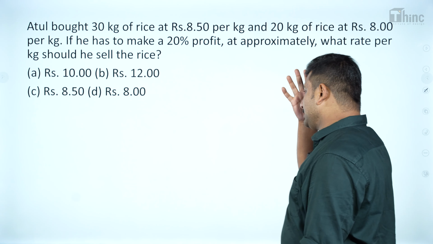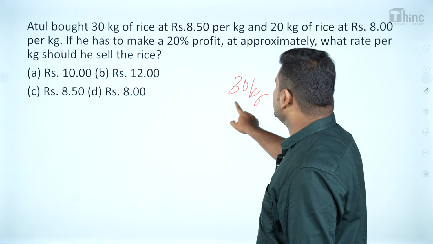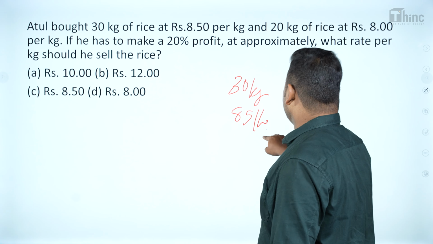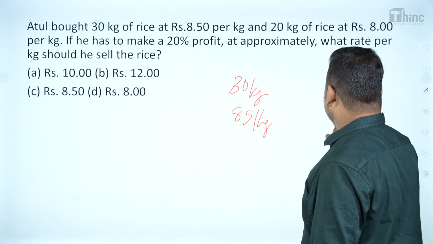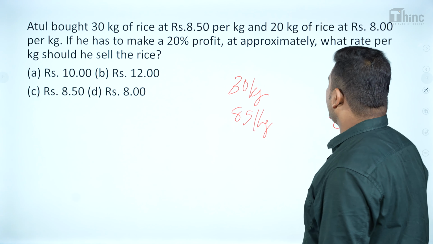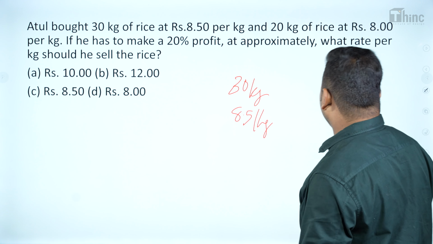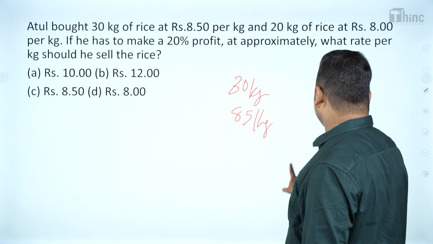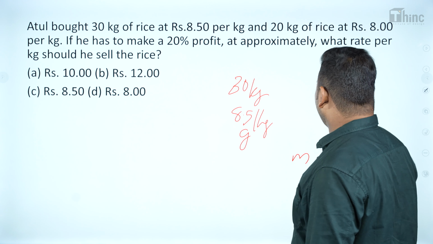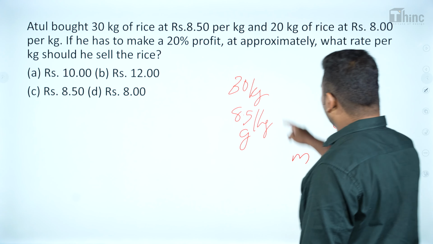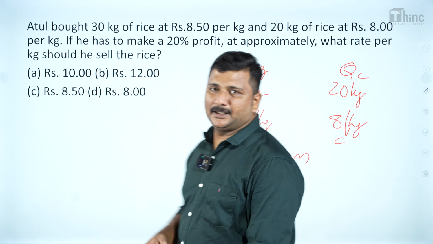First of all, let's find the mixture price. So he has 30 kg of rice and the price of that is 8.5 per kg. And he also has 20 kg of another rice and the price is 8 per kg. He's mixing these two and we don't know the mixture price. So we know the price of good quality, we know the price of cheap quality, but we don't know the mixture price. We know the quantity of good, we don't know the quantity of cheap. And how can we find the mixture price?